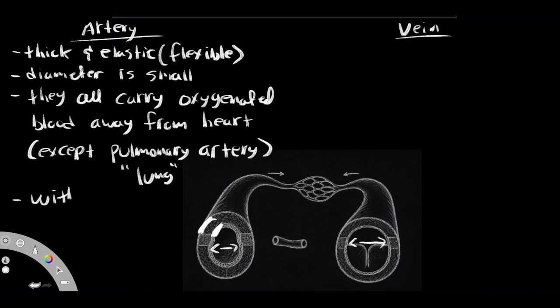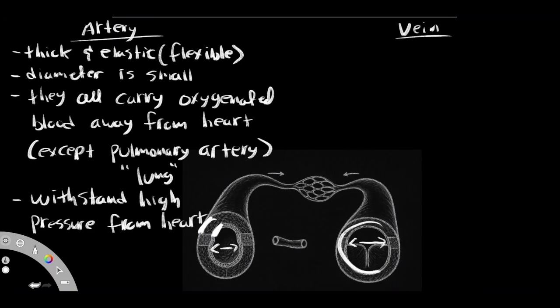Okay, and I'll also just put here it can withstand high pressure from the heart. Now you notice what this thing has, right? I'll put it in green here. It looks like a valve, okay? The artery does not have that. So let's add that here. No valves. No valves. I'll explain why.